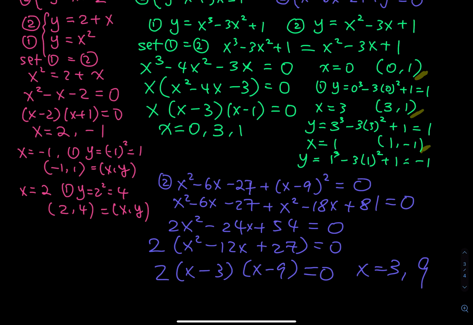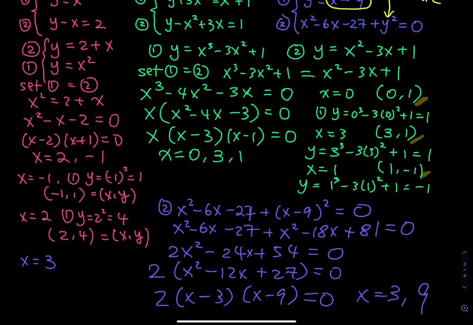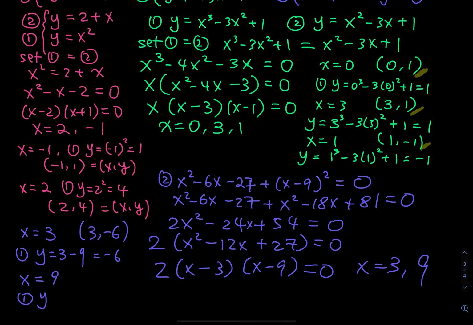So when x is equal to 3, what is the first equation? The first equation is y equals x minus 9, right? So number 1 is y equals x minus 9. That is equal to negative 6. So the ordered pair is 3 comma negative 6. And then when x is equal to 9, the first equation becomes y equals x minus 9, which is equal to 0. So the second ordered pair is 9 comma 0.